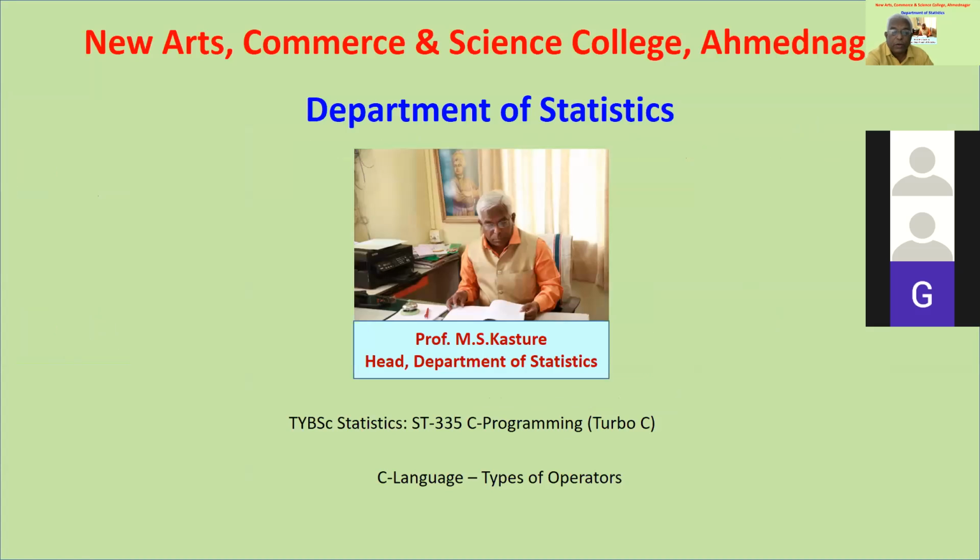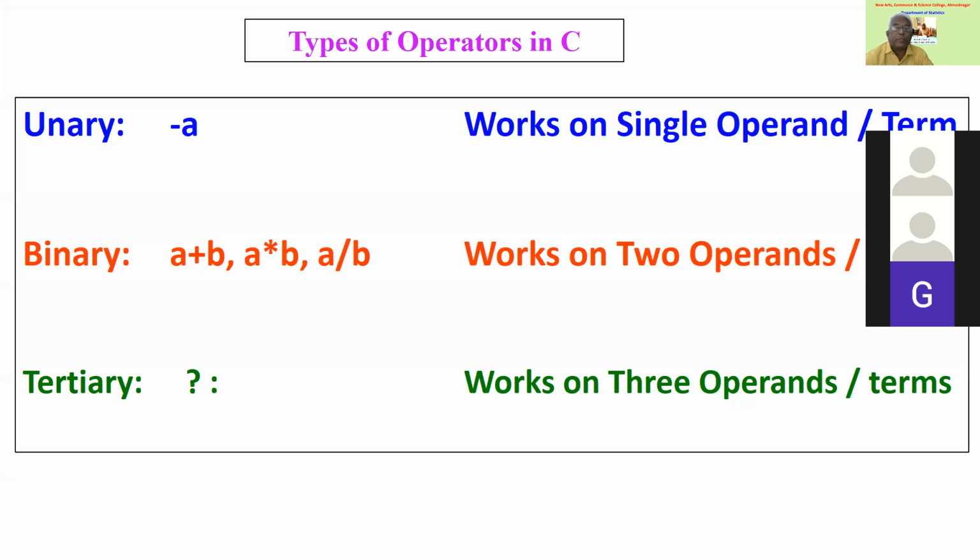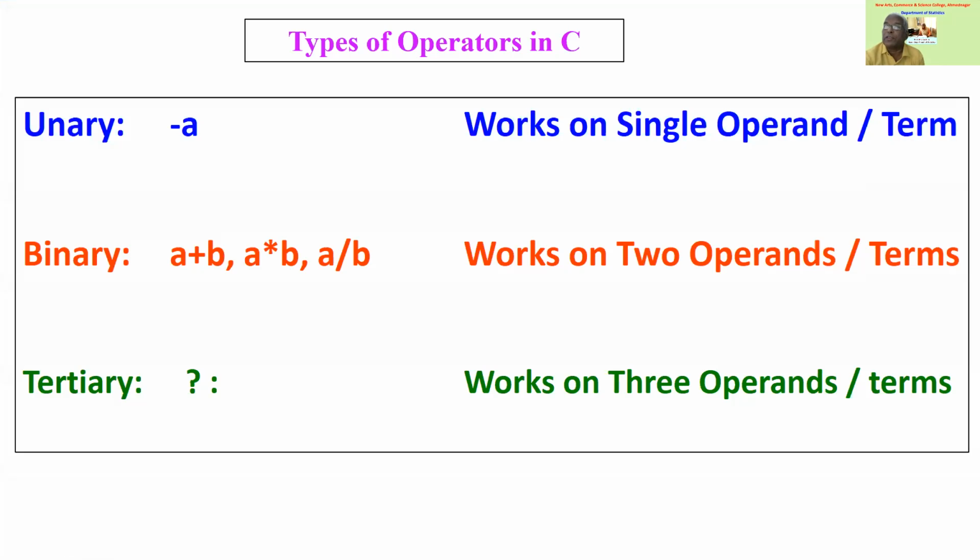Today I will talk on types of operators. In C language, there are different types of operators. Minus A. The minus sign is applicable on a single operand, on a single term, and that is why it is called as unary operator. It works on single operand. It works on single term. That is why it is called as unary operator.